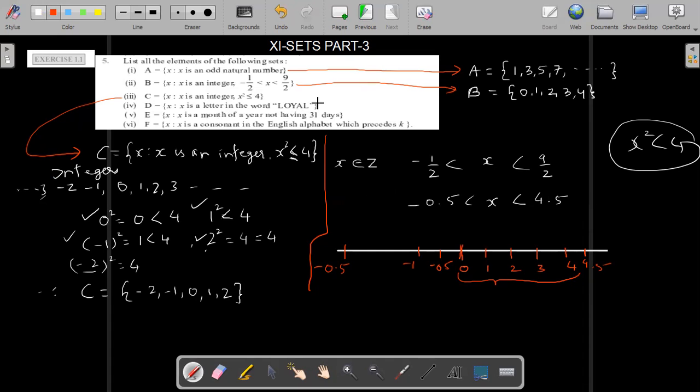Then the other question is the word LOYAL. This one we can write directly. The set D will have L. L is coming 2 times, so L and L cancel; one time you will take it. O is only 1 time, Y is also 1 time, and A is also. So this will be the roster form.